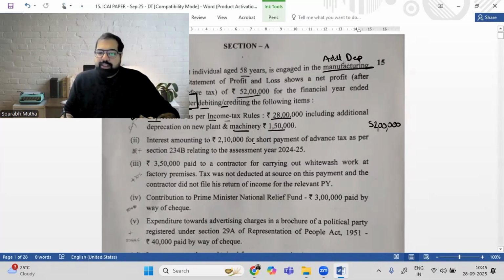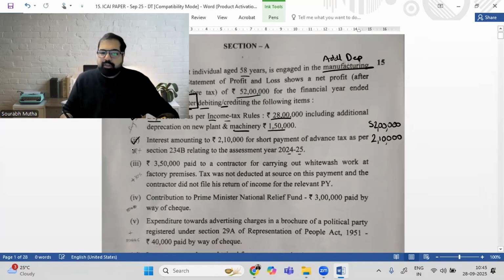Interest amounting to 2,10,000 for short payment of advance tax as per section 234B related to assessment year 24-25. Unfortunately, you have paid some interest on short payment. Interest on income tax is not allowed as a reduction. Have you minused it? Yes. So what do you need to do? Add. So I'm adding 2,10,000.